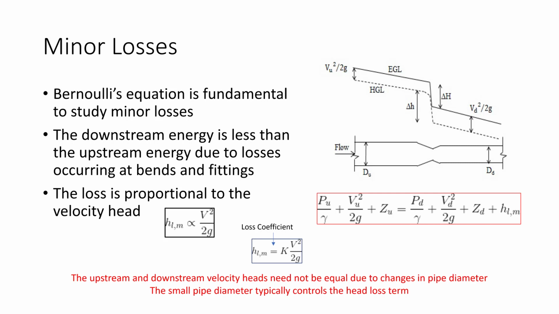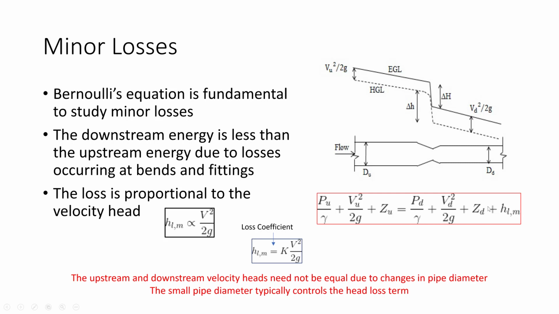To study minor losses, our fundamental equation again is Bernoulli's equation. I'm going to use two locations, upstream and downstream, right before and after the contraction, where you see a change in the pipe diameter. So you have P upstream over gamma, plus V squared over 2g, which is the kinetic energy head, plus Zu, which is the potential energy head, equal to Pd over gamma, the downstream pressure head, plus Vd squared over 2g, the downstream velocity head, plus the downstream potential head, and then there is a loss term.